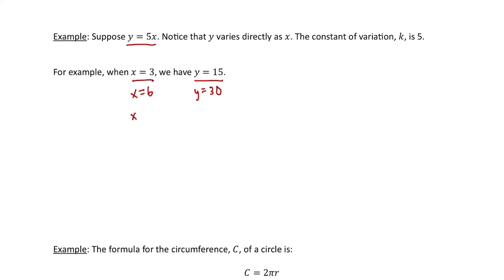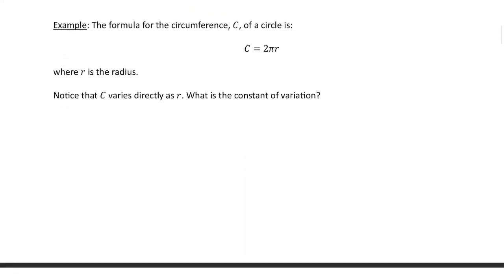Or if we tripled our input, if x equals 9, we should triple our output. y will be 45. Or if we multiplied our input by 1/2, we took half of our input, so x equals 1.5 instead of 3, our output will be 7.5, right? Half of 15. So that's an important property of direct variation that you need to know.